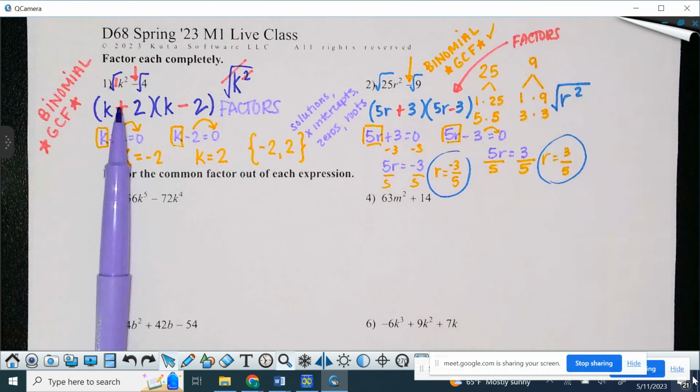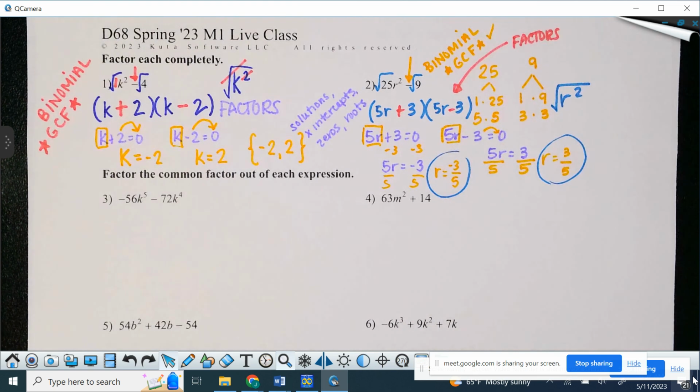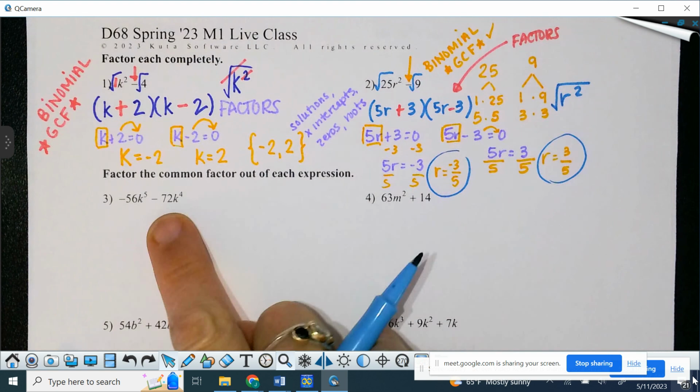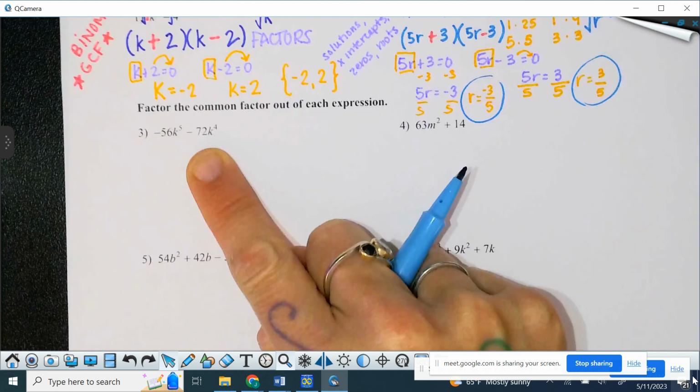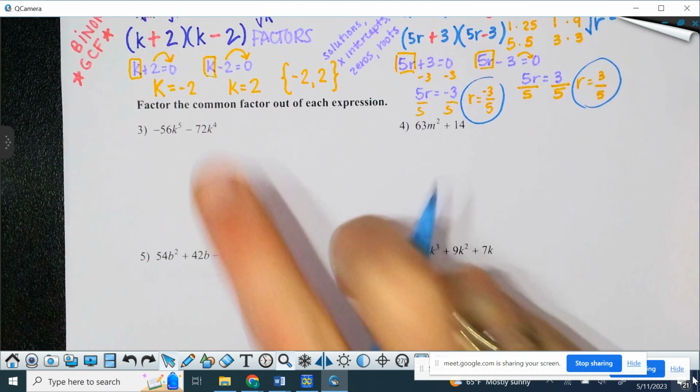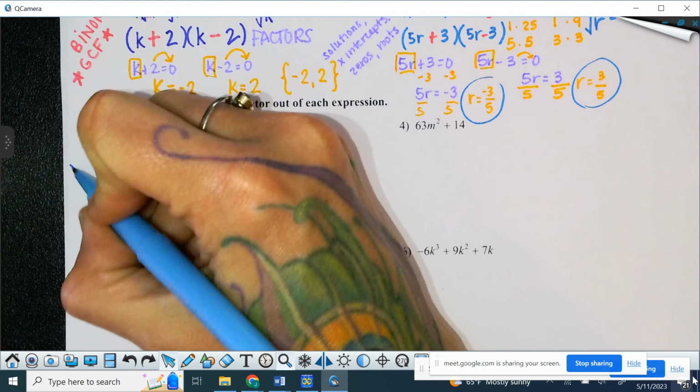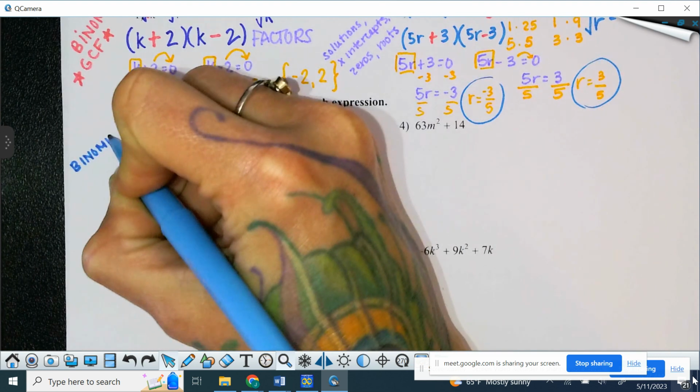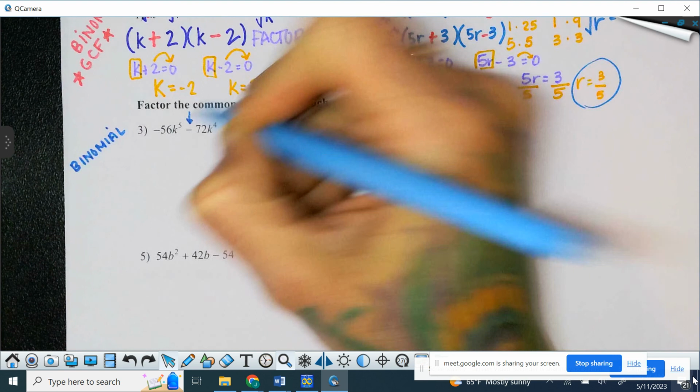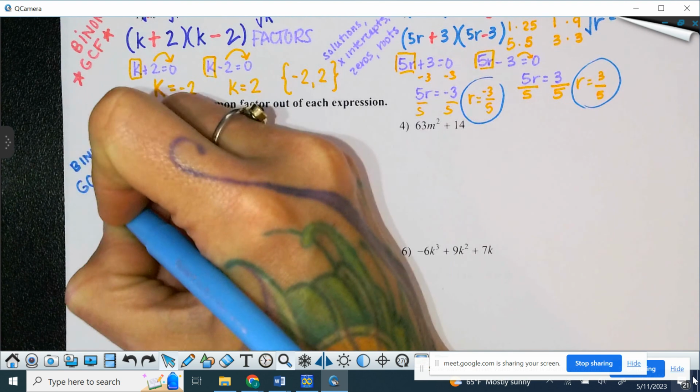All right. Now, I don't know about you. People always panic when they see these. So it is a binomial, meaning there's two terms. It is subtraction, but what we want to check for first always is GCF. See if we can get it smaller.